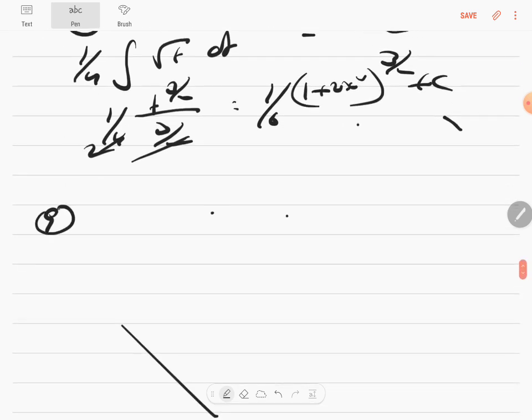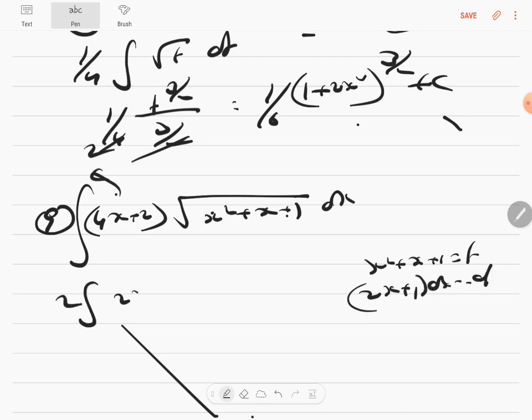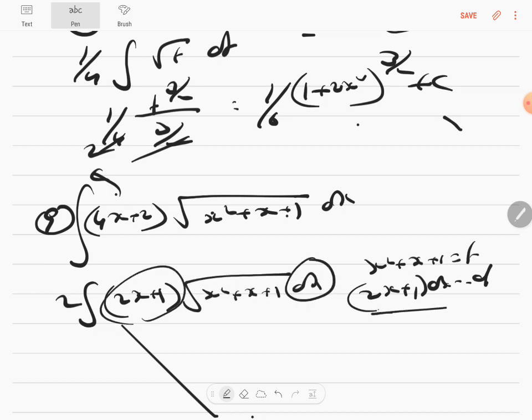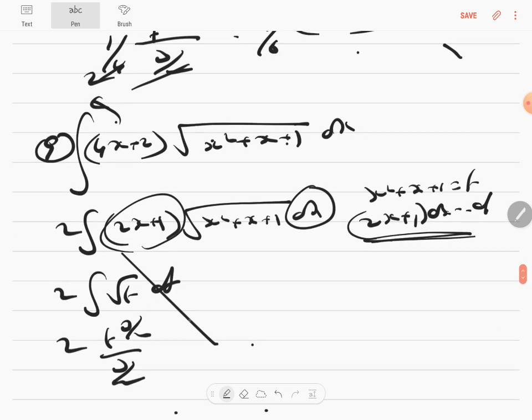So let's go to the ninth question. It's 4x plus 2 into root of x square plus x plus 1 into dx. Then whatever is inside the root, let it be t, so 2x plus 1 into dx becomes dt. You take a 2 out from here. So you get 2x plus 1 only. It is obviously becoming t and dt. This thing is dt. Can you see here? So it's 2 into root t into dt, which is 2 into t to the power 3 by 2 by 3 by 2. So it will be 4 by 3 into t to the power 3 by 2.